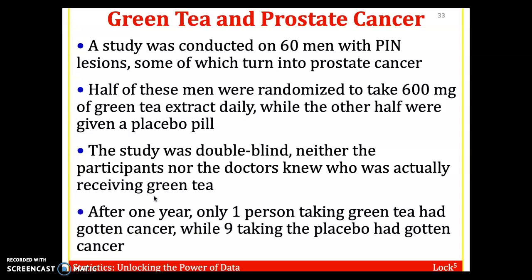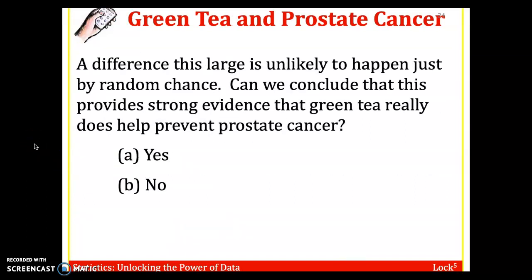After 1 year, only one person taking the green tea supplement got prostate cancer, while 9 of the 30 of the placebo group had gotten cancer. Later on this semester, we're going to be able to explain that this difference is unlikely due to just random chance. We're going to spend a lot of time on this in the rest of the semester, but just right now, assume a difference this large can't happen just by chance.